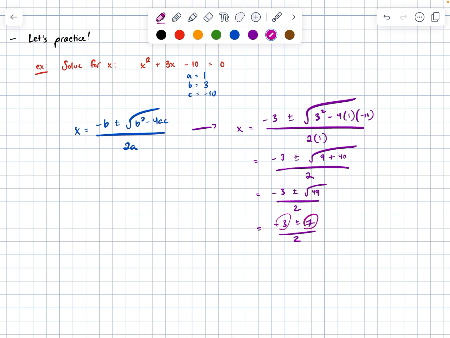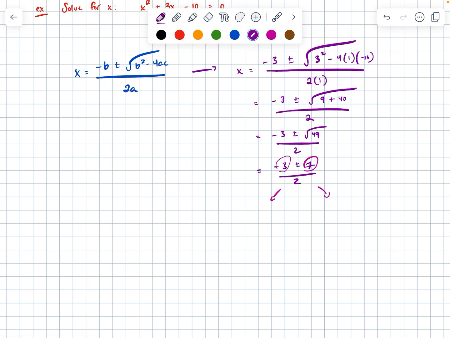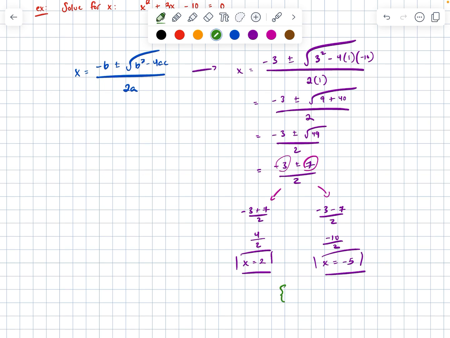Notice that negative 3 and 7 can indeed be added and subtracted together, which tells me, just like we saw in class last time, that I want to do some splittage. So from here, my two cases, either negative 3 plus 7 over 2 could be my value of x, or negative 3 minus 7 over 2 could be my value of x. Simplifying the one on the left, well, negative 3 plus 7 is positive 4, and 4 divided by 2 tells me that x equals 2 is my first possible value of x. Negative 3 minus 7 over on the right is negative 10, and negative 10 divided by 2, x equals negative 5, should be my second solution.